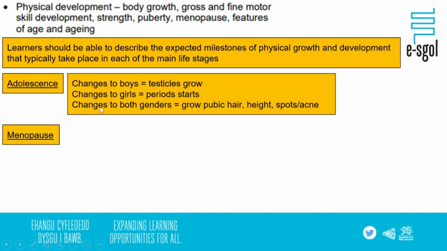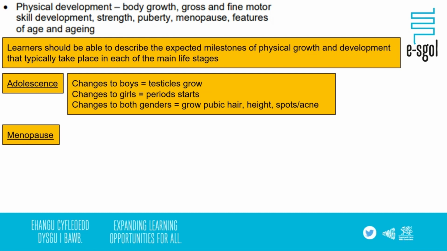Let me just go. Yeah, okay, so the next stage then was puberty in physical development. Okay, now it's very important to be aware here of understanding the differences that happen to boys, to happen to girls, and also that happens to both genders.